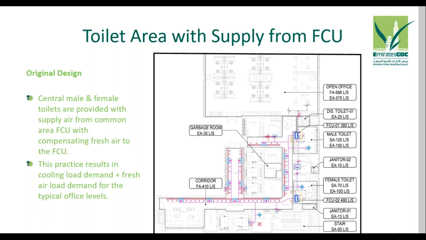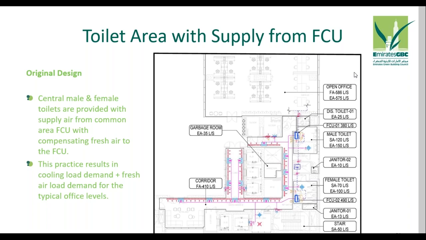And considering the large toilet spaces, the original design had distributed the supply or the cold air from the fan coil units in the toilet areas, male and female toilet areas. However, being contaminated air, the air was extracted out from the toilet. There was no return, which is very correct. So, in the male toilet, supply air was 120 liter per second, as we can see on the drawing, and in the female toilet, it was 70 liter per second. And the extracts were at 150 and 100 respectively. By doing this, the whole toilet area was under negative pressure.